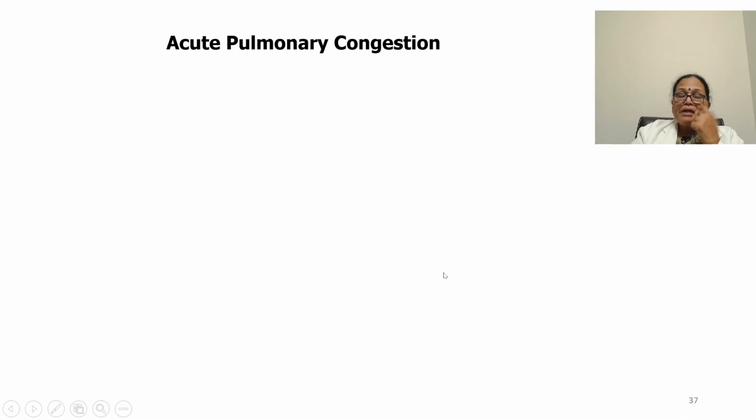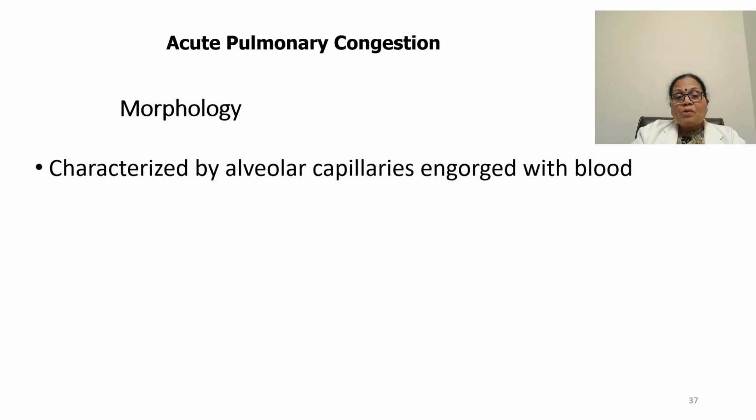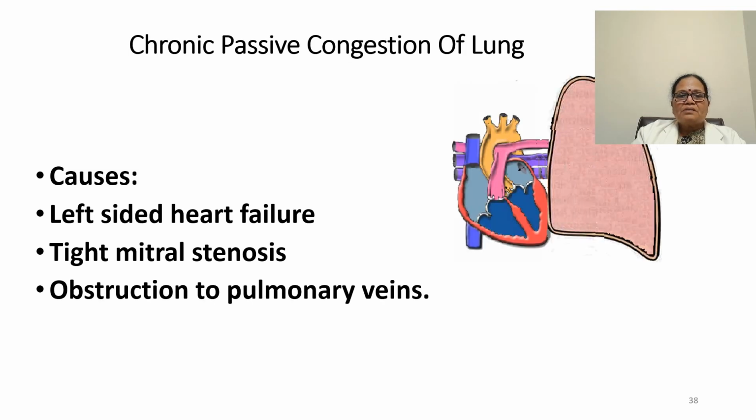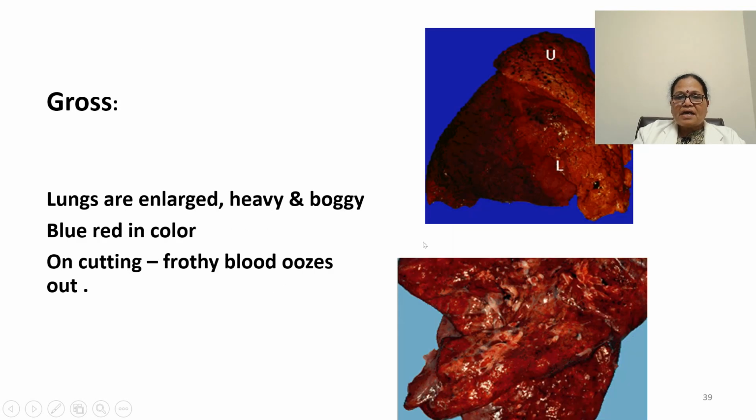Acute pulmonary congestion. Now we'll talk about the lung. Okay, we were talking about the liver. Morphology is characterized by alveolar capillaries engorged with blood, associated alveolar septal edema, and focal intraalveolar hemorrhage. Okay. So, this is chronic passive congestion of the lung with left-sided heart failure, tight mitral stenosis, and obstruction to the pulmonary veins. So, you can see left-sided heart failure, tight mitral stenosis, and yeah.